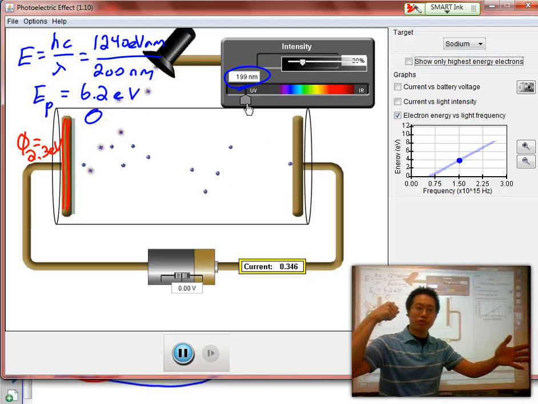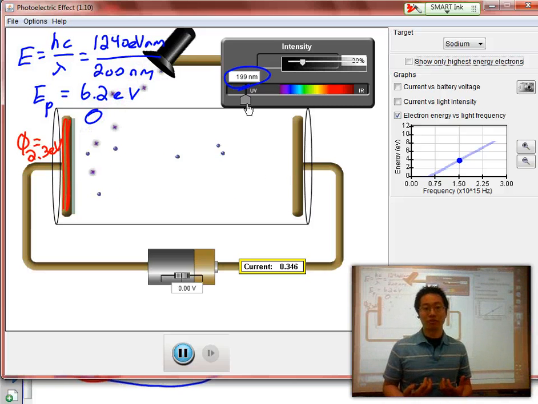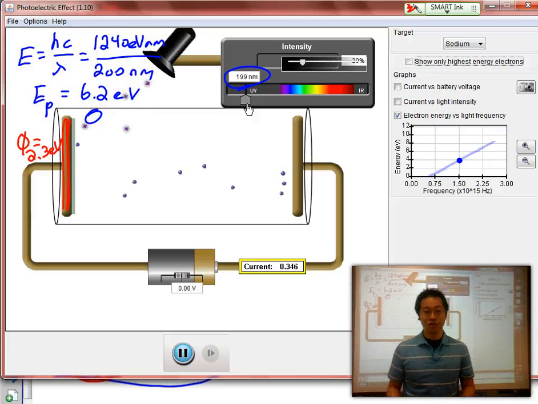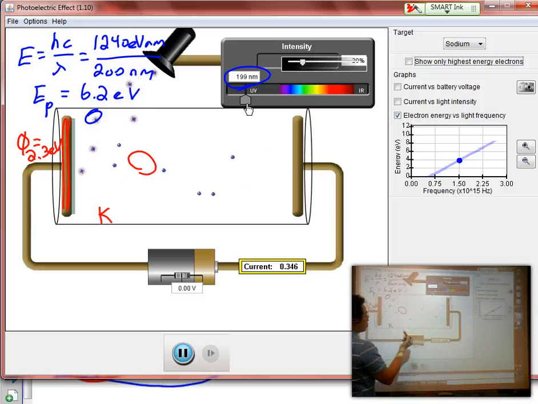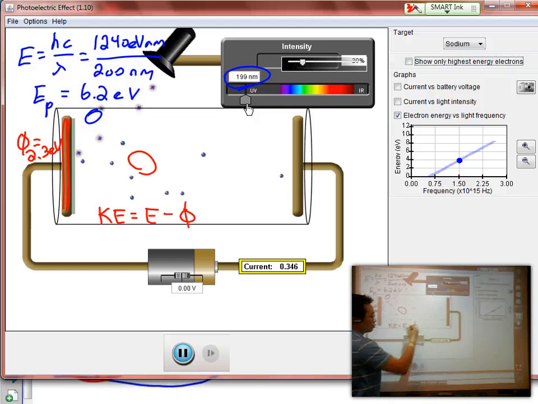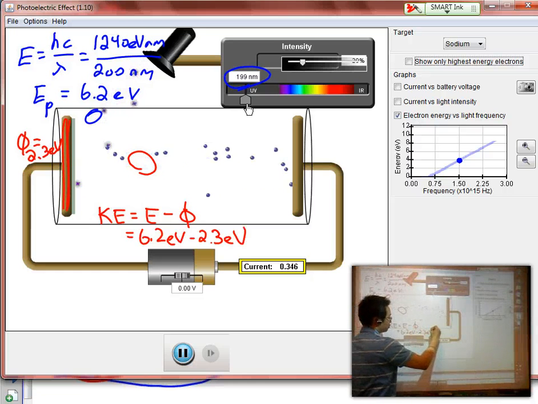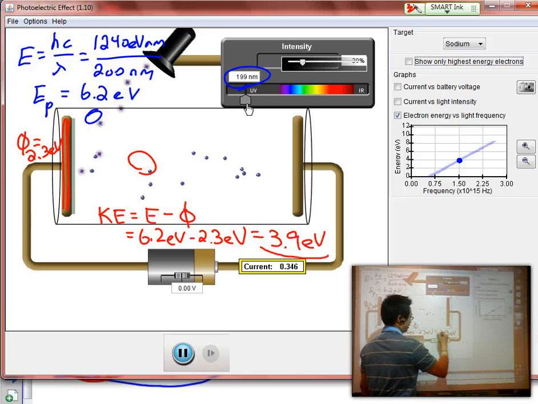So after the 6.2 hits the surface, 2.3 gets used up, and then the rest becomes kinetic energy. In other words, the kinetic energy of these individual electrons shooting through is equal to the energy of the photon minus the work function of the surface. So that equals 6.2 electron volts minus 2.3 electron volts, which is approximately 3.9 electron volts.